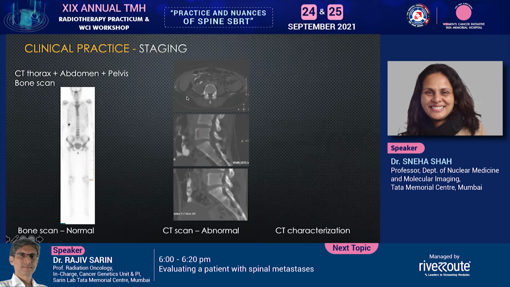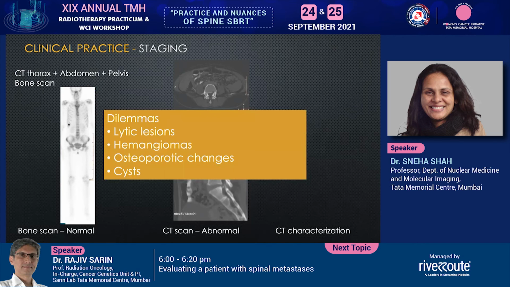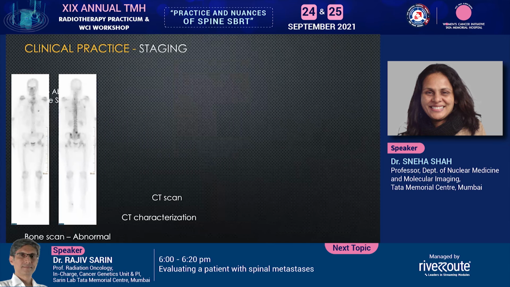So we know now that there were lytic lesions, and the bone scan is negative. The CT helped to characterize this patient, and said that this was a bone scan negative, yet metastatic patient. So what we need to remember is that lytic lesions, hemangiomas, osteoporotic changes, and cysts may not show uptake on an MDP bone scan. And then you might need to have CT for its characterization, which might not be done if the lesions are subtle, or you might need to go in for further evaluation with an MR or a PET scan.